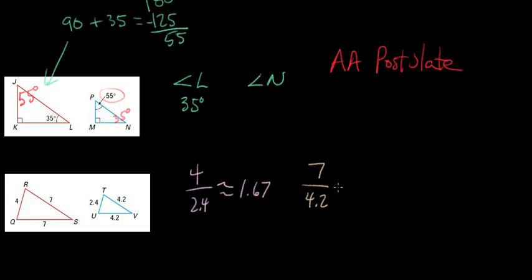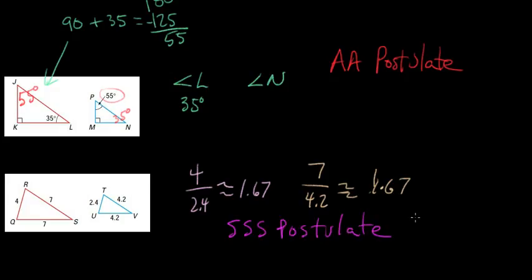Okay, so that's equal to 1.67. Now, if this is 7 over 4.2, this side is equal to 1.67, then this is going to be the same. So since all sides have the same ratio, that means, according to the side-side-side postulate, these two triangles are similar.